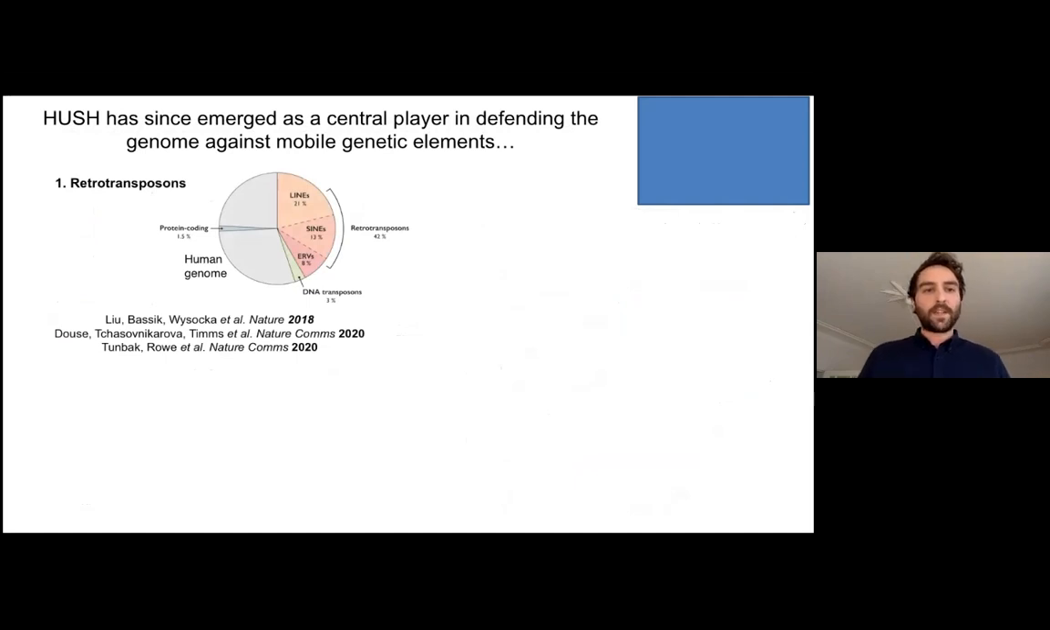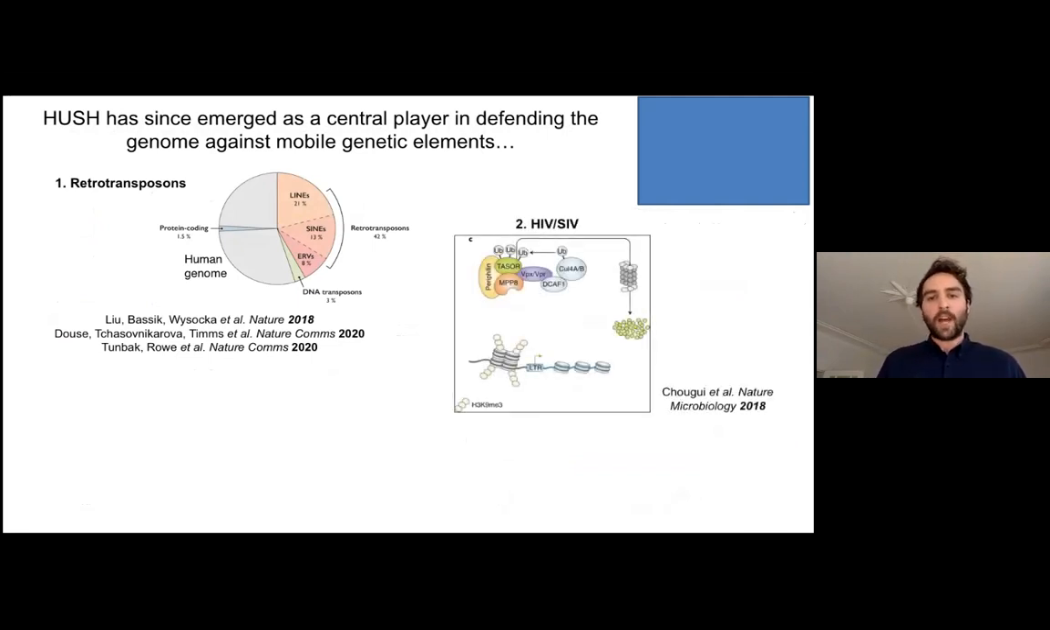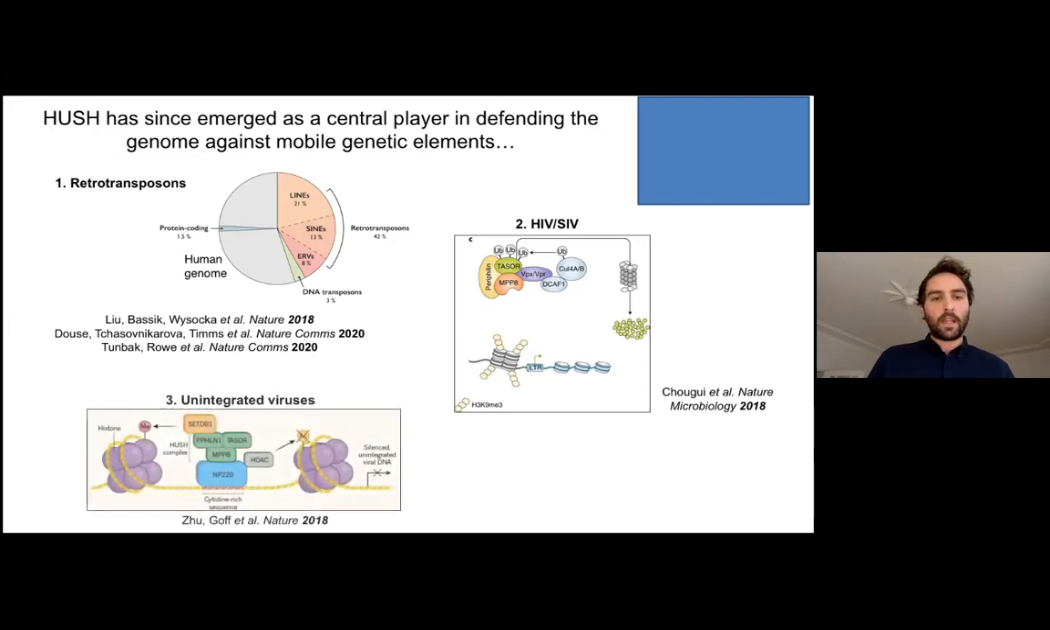So we and others have discovered that HUSH regulates a subset of these transposons that I was describing before. Other labs have shown it's an important factor in mediating the silencing of HIV virus. And other labs have shown that actually it can work also on unintegrated viral sequences.